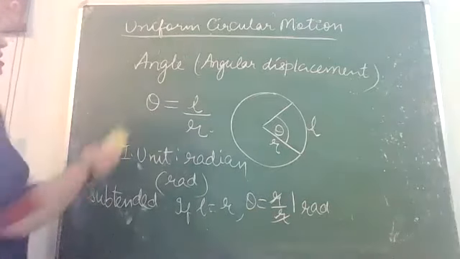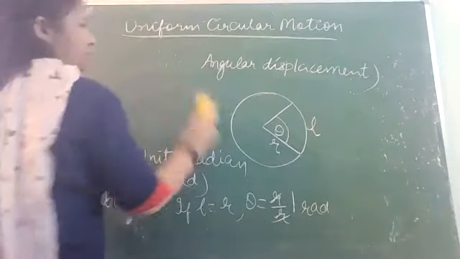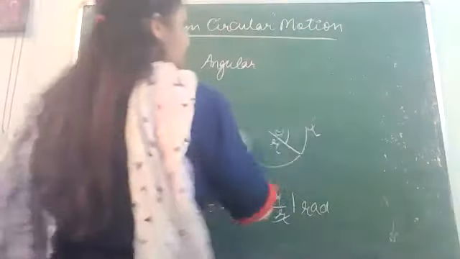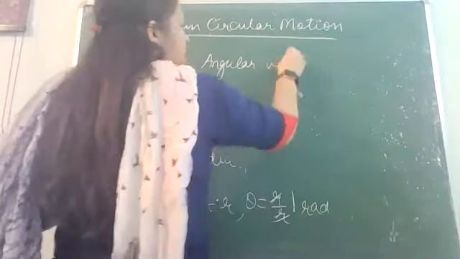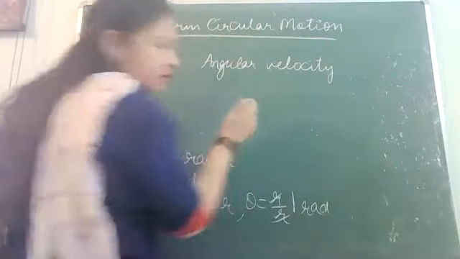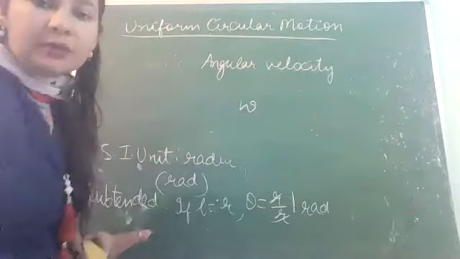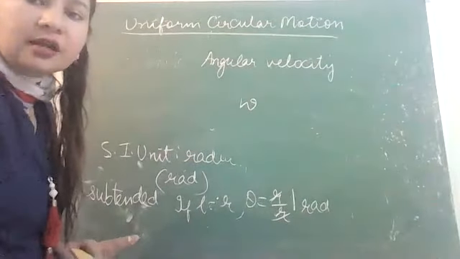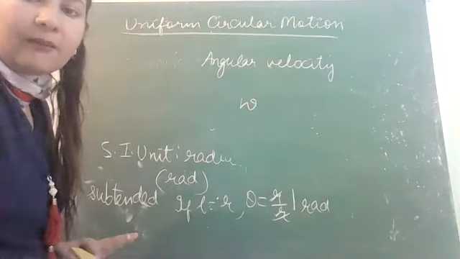Second definition is angular velocity. After displacement, velocity. Angular velocity has the symbol omega. We write a W a little in italics. This is not a W. We call it omega.